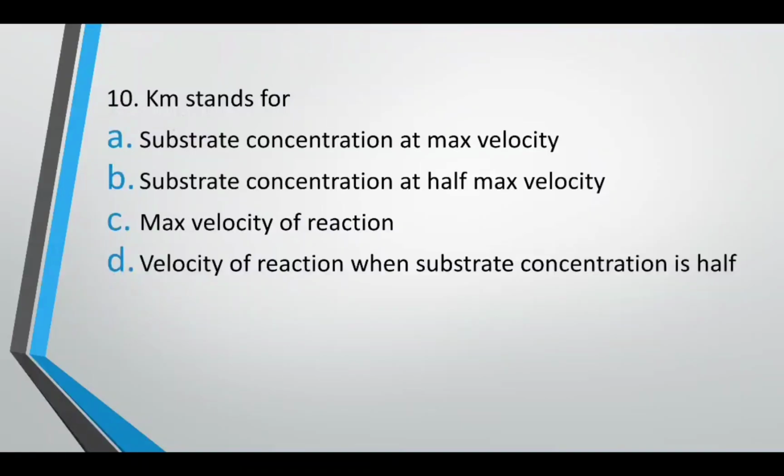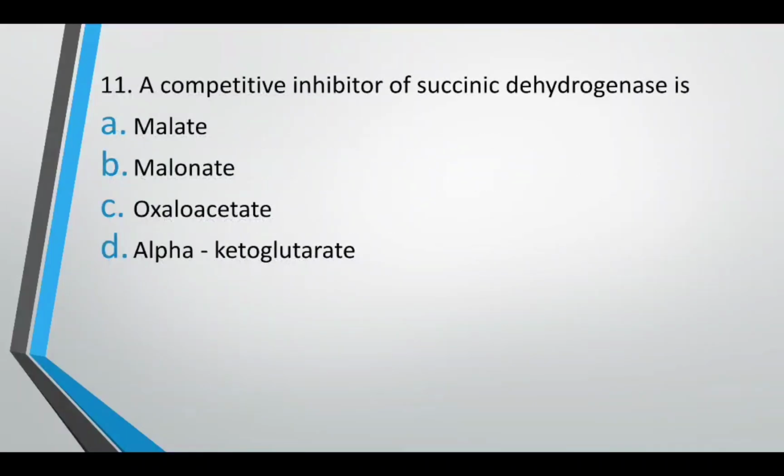Km stands for substrate concentration at maximum velocity, substrate concentration at half of the maximum velocity of the reaction, velocity of reaction when substrate concentration is half. Km stands for, the correct answer is option B, it stands for the substrate concentration at half of the maximum velocity. A competitive inhibitor of succinic dehydrogenase is malate, malonate, oxaloacetate, alpha-ketoglutarate. The correct answer is option B, malonate.